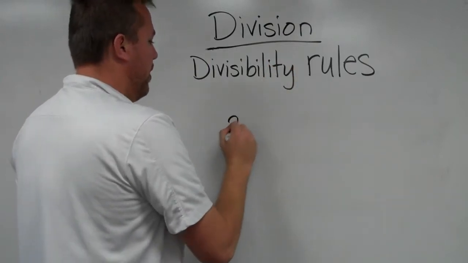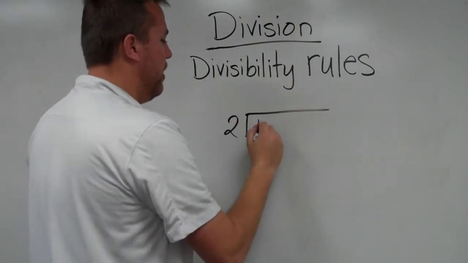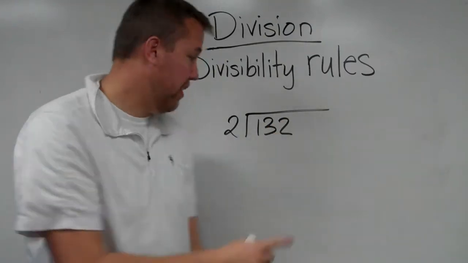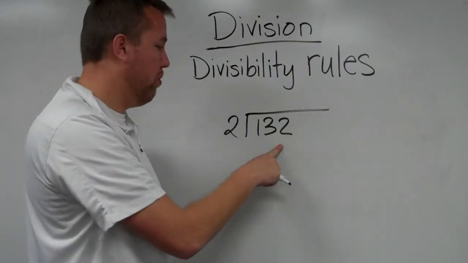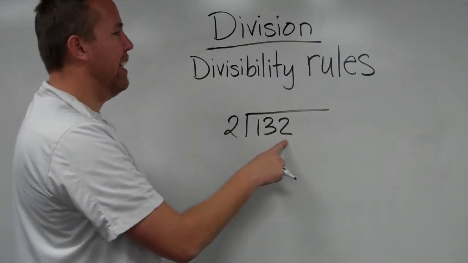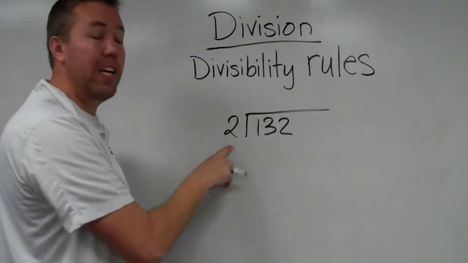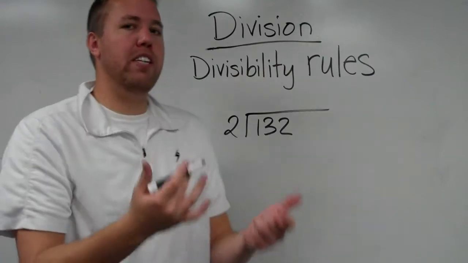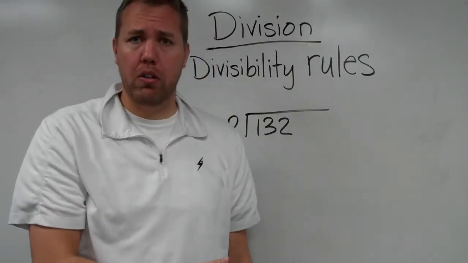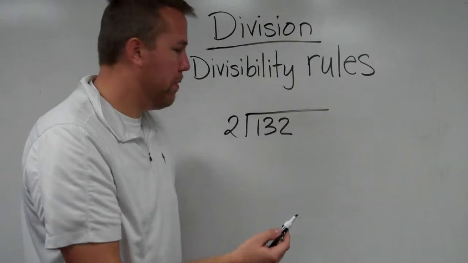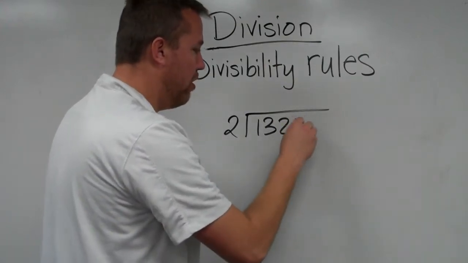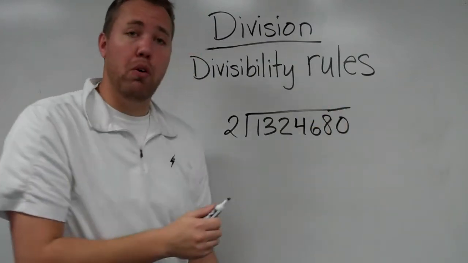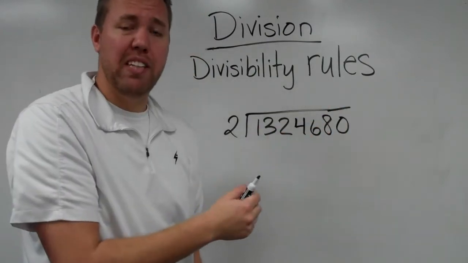So, first off, we start with 2. Okay? 2 into, say, 132. I automatically know there is no remainder because 2 goes into 132. 132 is divisible by 2 equally. How do I know that? 2 goes into every single even number there is in the world. So, the even numbers are just numbers that end in 2, 4, 6, 8, or 0. 2 can go into any of those because they're even numbers.